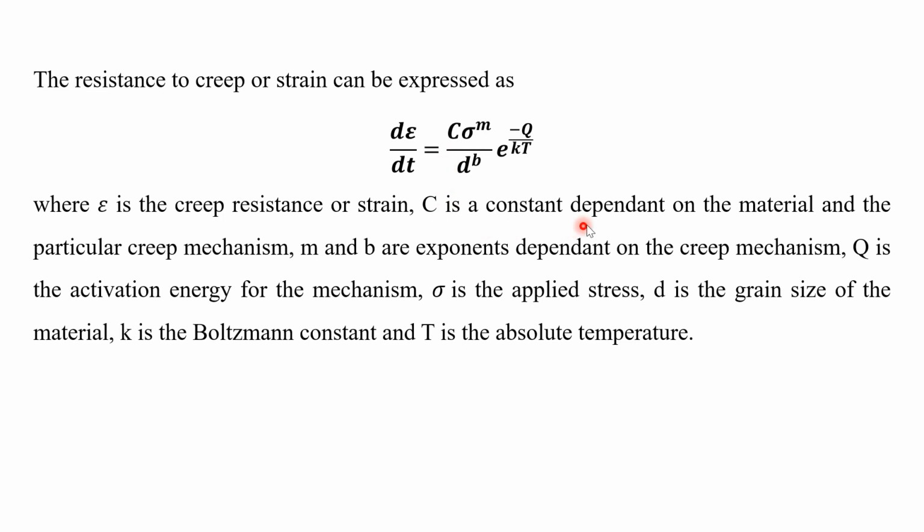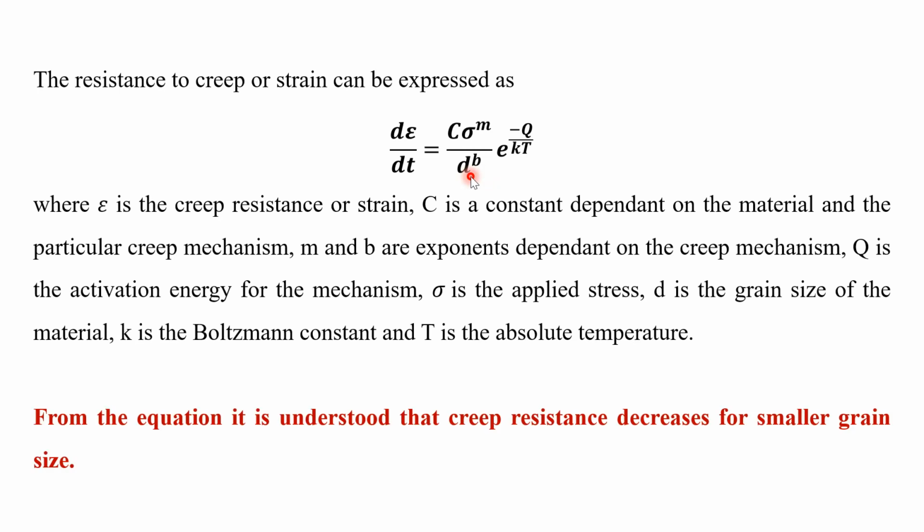C is a constant dependent on the material and the creep mechanism. m and b are also exponents that are related to the creep mechanism. Q is the activation energy for the particular mechanism. Sigma is the applied stress. k is the Boltzmann's constant, and T is the absolute temperature. And here we have d as the grain size.